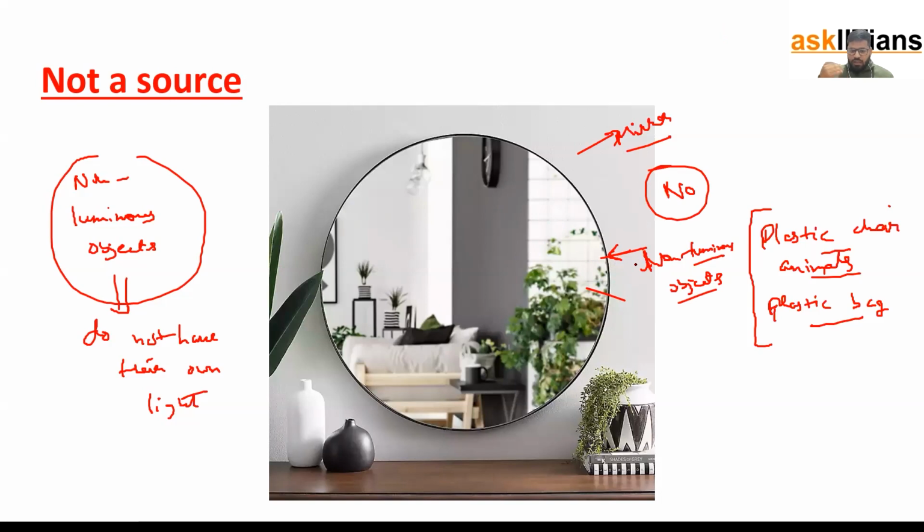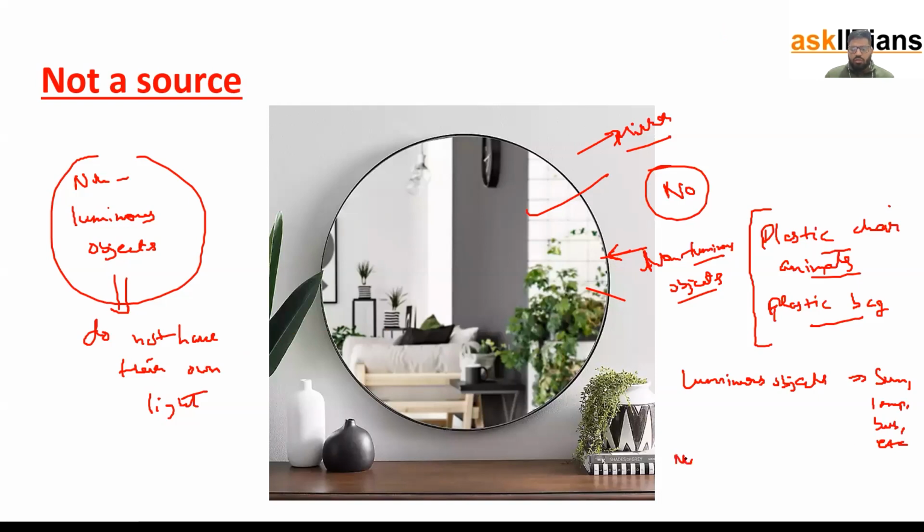But from outside, if light is coming on you, either from the sun in the daytime or from a light, then that light will get reflected, and due to that reflection, you will be able to observe yourself in the mirror. So a mirror is an example of a non-luminous object which doesn't have light of its own. I think the basic difference is clear: luminous objects have light of their own, non-luminous objects don't have light of their own. If I give you examples of luminous objects, you can write sun, lamp, bulb, etc.